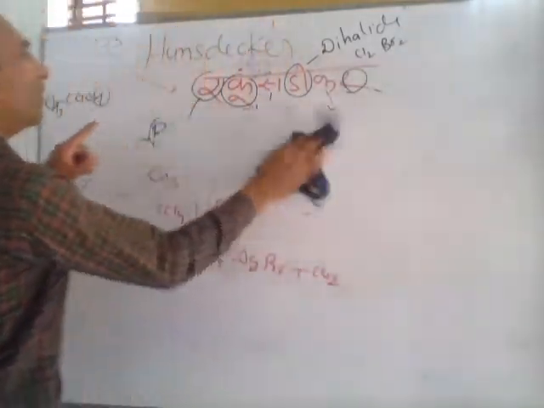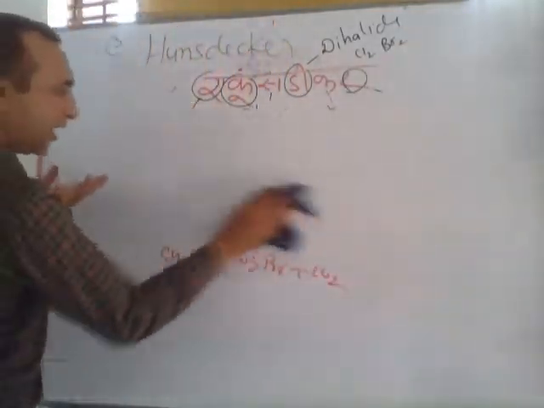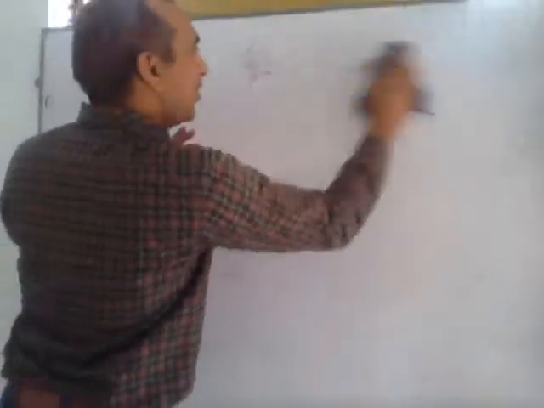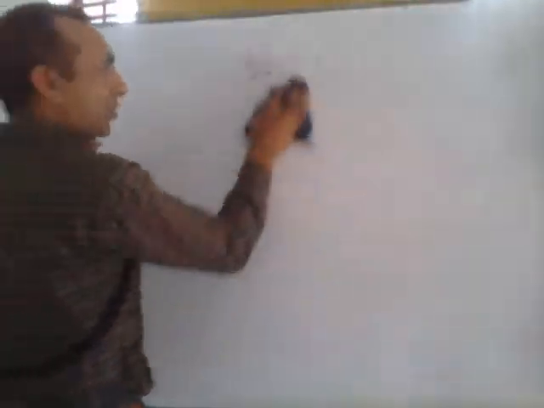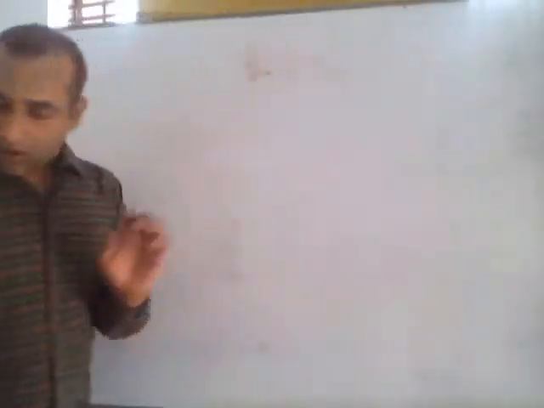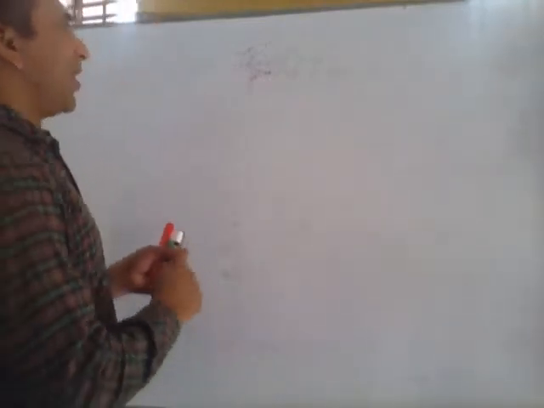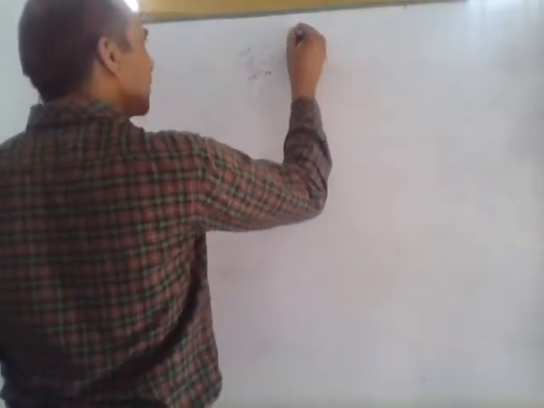This is called Hunsdiecker. R means alkyl. Instead of alkyl, we can use an aromatic ring, meaning benzene. Ku means COO, the carboxylate ion. And Sa stands for silver. D means dihalide: dichloride, dibromide. So next, our trick was MAHAFILS.